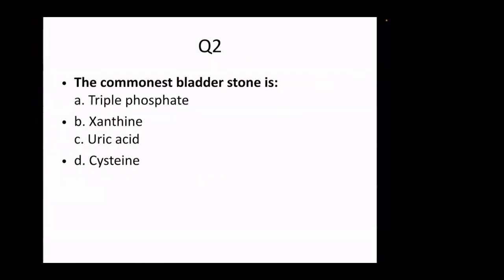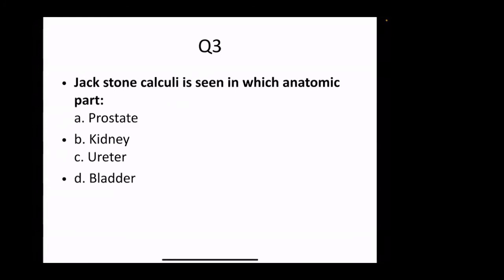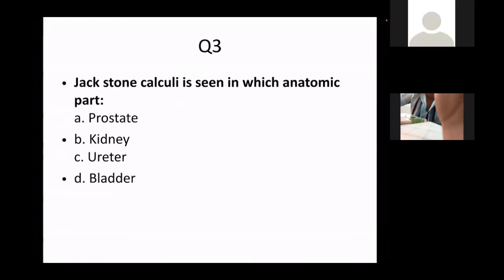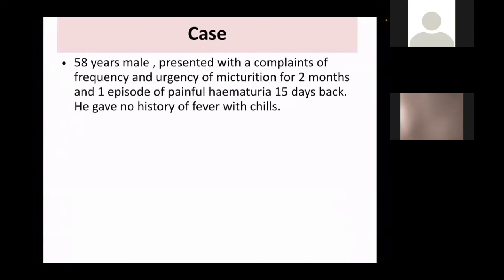Uric acid stone. Usually a uric acid stone may be pure uric acid, or it may be uric acid with calcium. Staghorn stone is a multiple branching stone. Okay, it is found in the bladder. Answer is D.